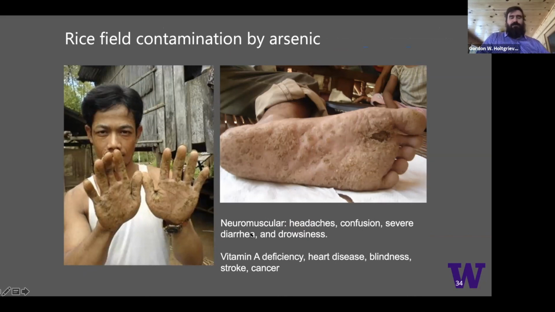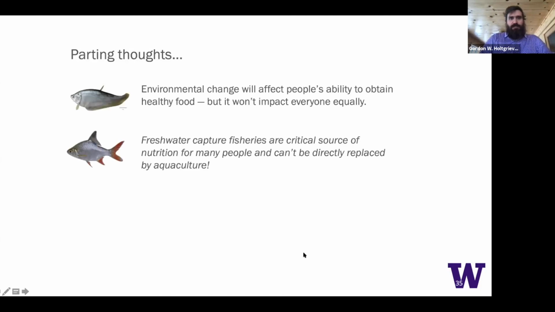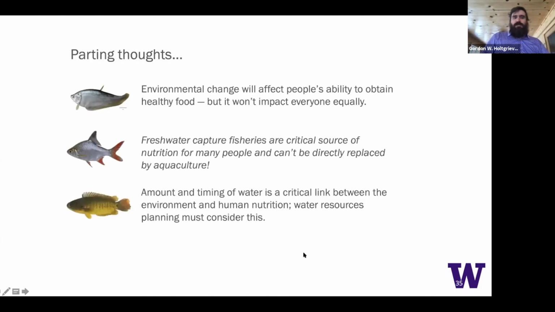And I could go on, there are a few more examples about human health, be it food availability, or exposure to arsenic and other contaminants like mercury, or exposure to disease. I'm sure there are relationships there. How this water is moving around is related to all of that, and it's what we are thinking about and working on. So some parting thoughts here. Environmental change is not going to affect everybody equally. We have to think about the inequities that are going to happen as our world changes.